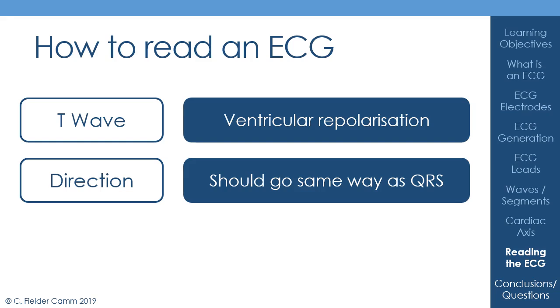But in leads where the QRS complex is predominantly downgoing, in particular that tends to be leads AVR and V1, then actually it's very normal for the T waves to be inverted there. And indeed in lead AVR, the T wave should be inverted.